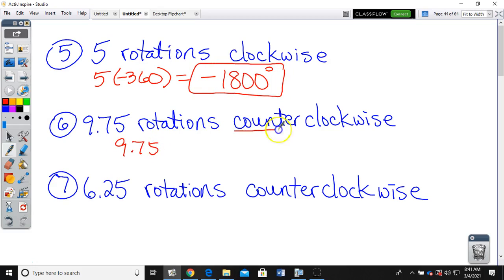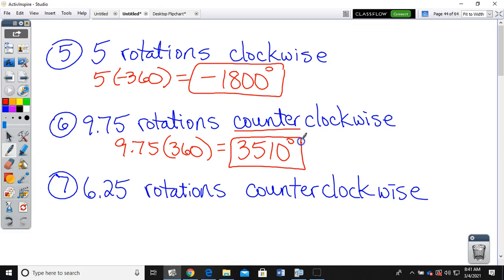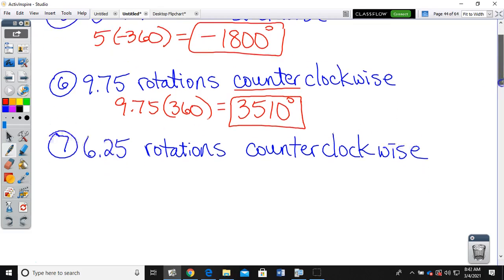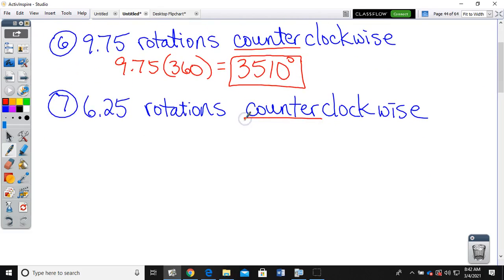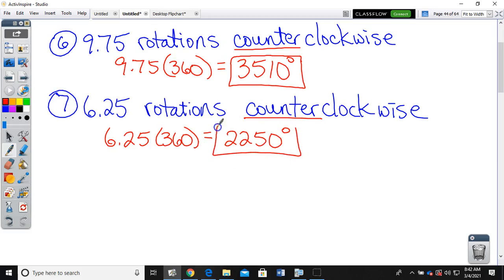9.75. This time it's counterclockwise, so it's positive 360. That is 3,510 degrees. And the last one is also counterclockwise, so again, it's positive. So 6.25 times positive 360, and we get 2,250 degrees.